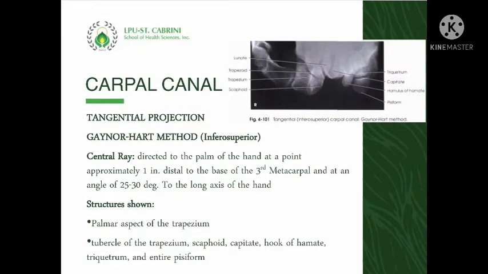The central ray is directed at an angle of 25 to 30 degrees to the long axis of the hand, entering the palmar surface at a point approximately 1 inch distal to the base of the third metacarpal. This projection will show the palmar aspect of the trapezium and the tubercles of the scaphoid, trapezium, capitate, hook of hamate, triquetrum, and the entire pisiform.